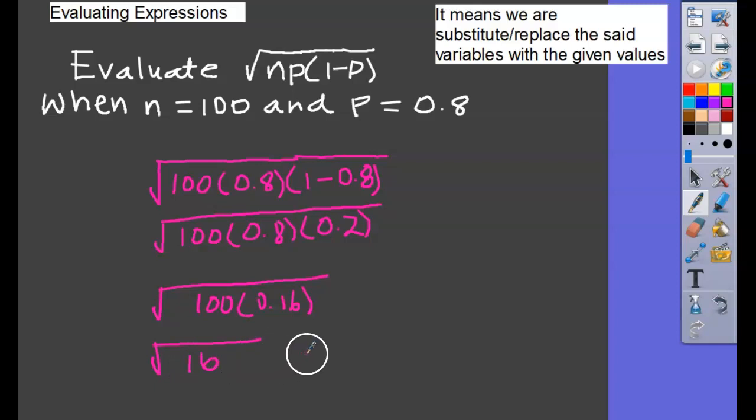16 is a perfect square, so the square root of 16 is plus or minus 4. So the answer could be 4 or negative 4. Anytime we take a square root, we are expressing plus or minus. So it could be this or this, depending upon the question. But in this particular evaluation, we will leave it as 4.